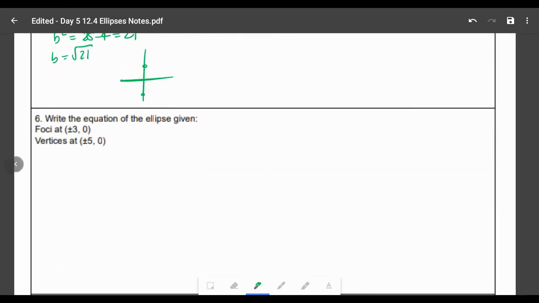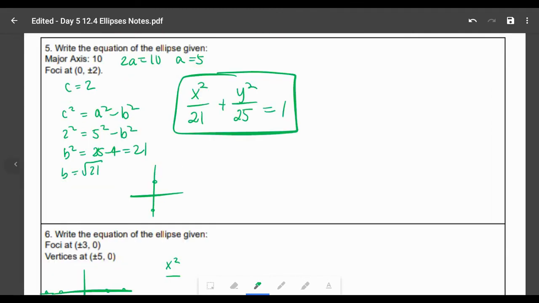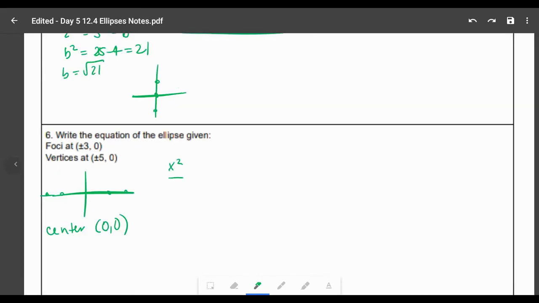All right, problem number 6. They give us focal points at (3, 0) and (-3, 0), and the vertices are at (5, 0) and (-5, 0). So I know that underneath my x squared, that should be my a squared. I know that the center has to be at (0, 0). I should have mentioned that for the previous problem: since the focal points have to be the same number of units away from the center, the center had to be at (0, 0). So going back to number 6, I know that I should have this generic format.